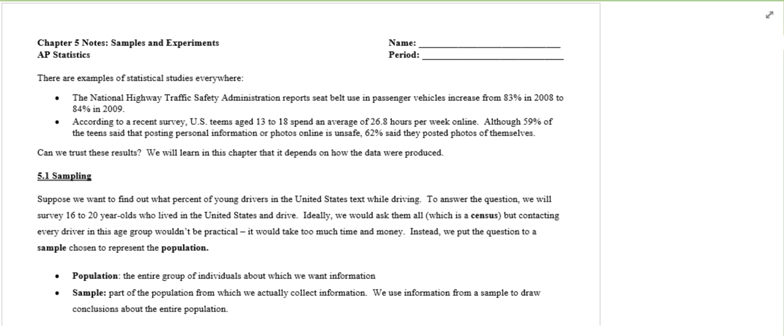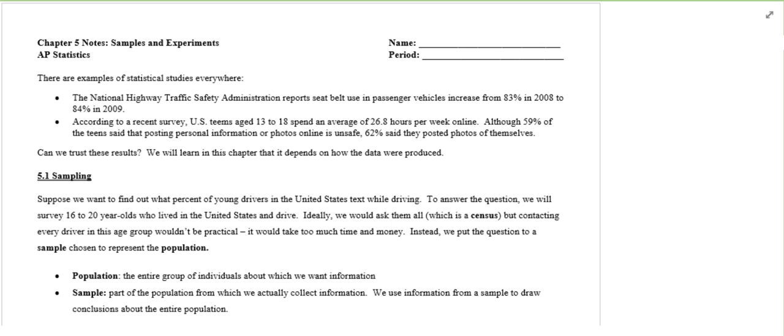So what we're going to be looking at is how do we collect this data? How do we know that they sampled and found out 59% of teens? What teens did they talk to? Where did that come from? That's what we're looking at in this chapter. So can we trust these results? We're going to learn in this chapter it depends on how the data were produced.